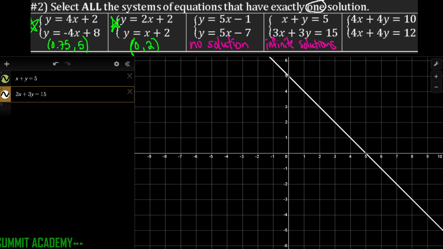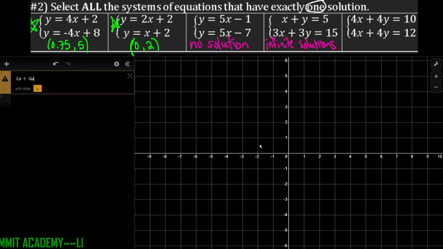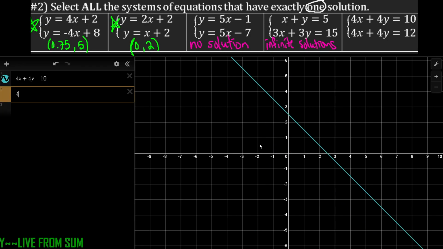And for the last one, let's check it out. We have 4x plus 4y equals 10, and 4x plus 4y equals 12. So even though they're really close to each other, they don't intersect, and so we're going to say no solutions for that one as well. So no solutions.